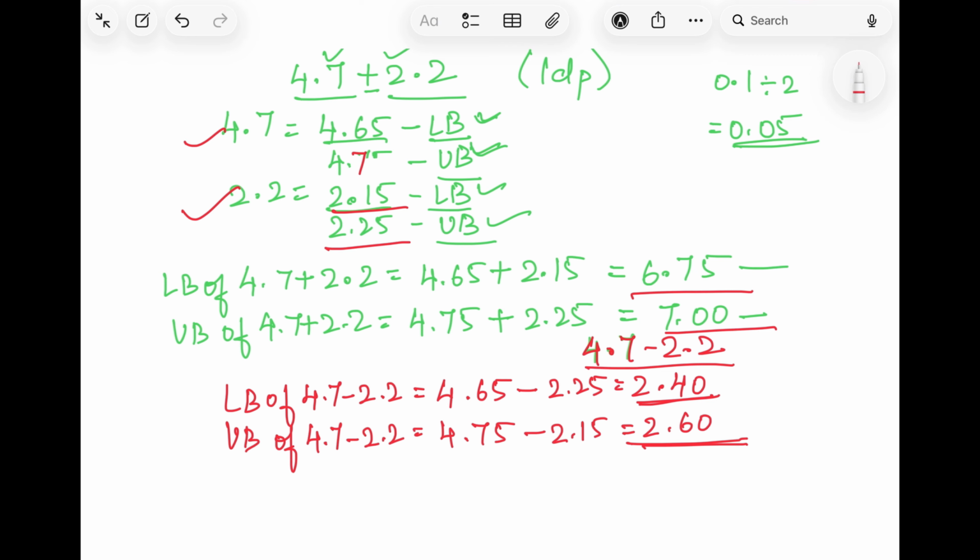Okay, so that's it for today. This is all with the bounds, how to find out the bounds. I hope you all understood how we find out the bounds of decimal numbers, whole numbers, numbers without decimal. Also, we did the calculations with the bounds.